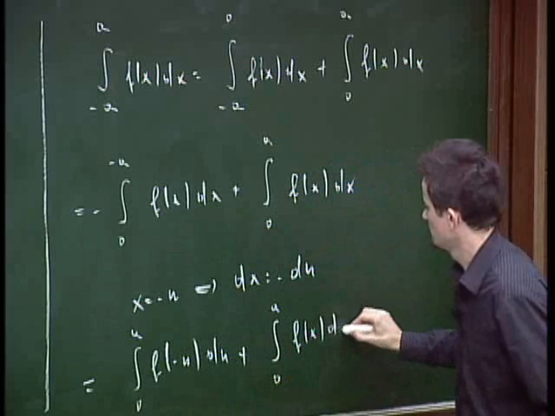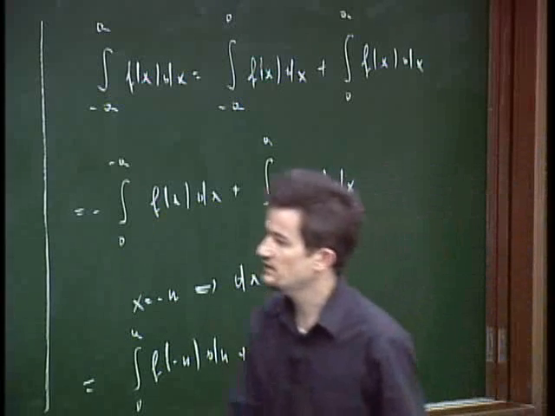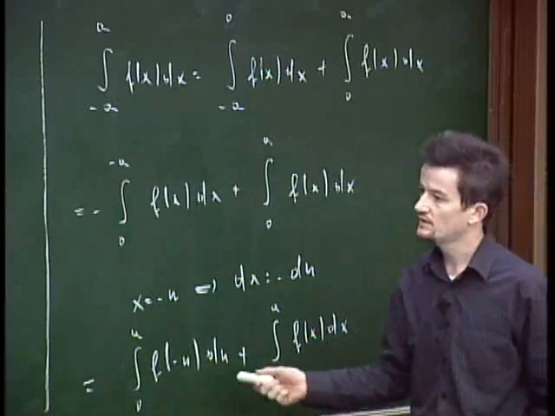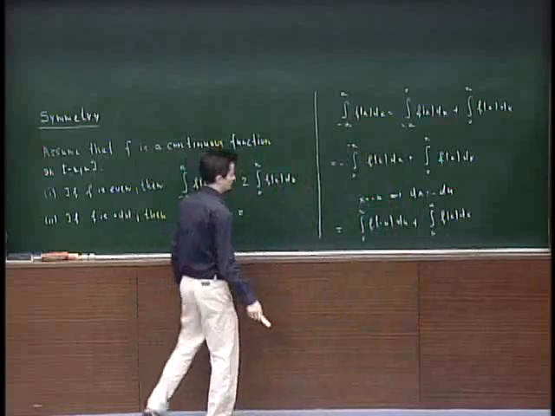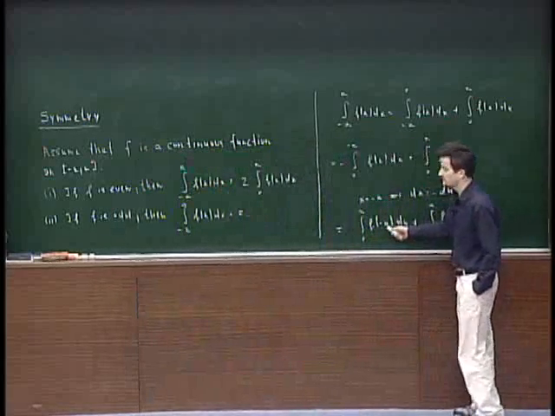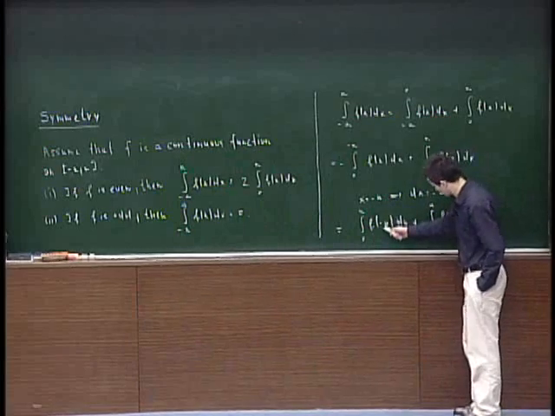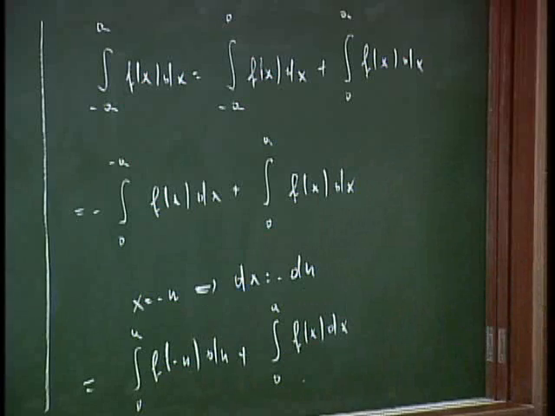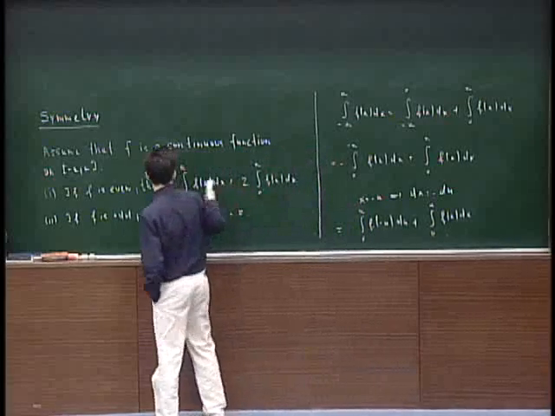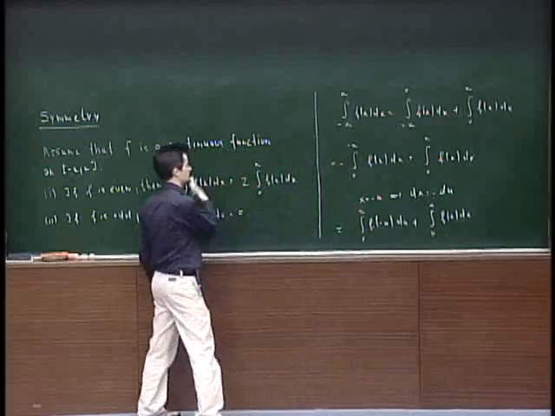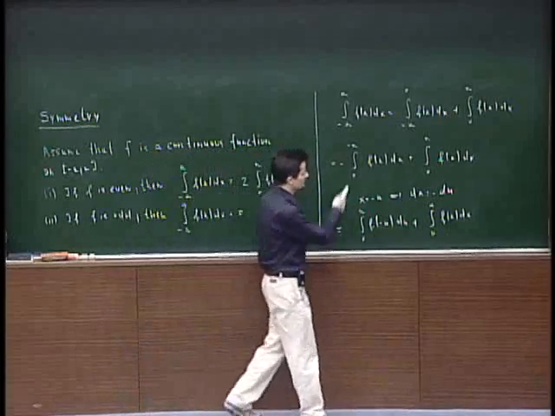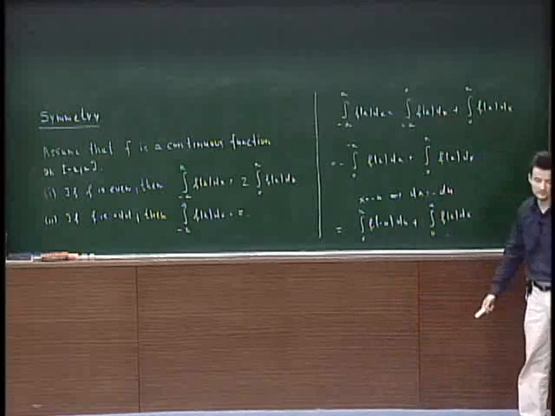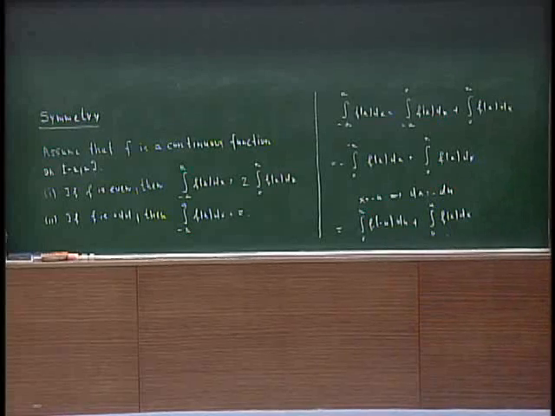plus the integral from 0 to a of f of x dx. Okay, so if f is even, then f of minus u is equal to f of u, so those two integrals are the same. And if f is odd, then f of minus u is minus f of u, and those two integrals cancel. So this is something you see immediately from the area interpretation of the definite integral. But if you want a formal proof, then you have to use the substitution rule in order to prove something like this.